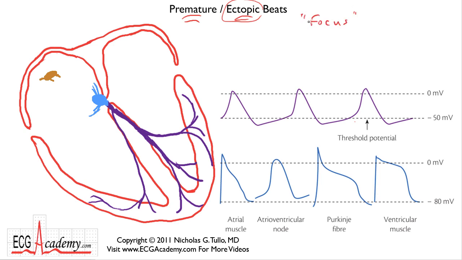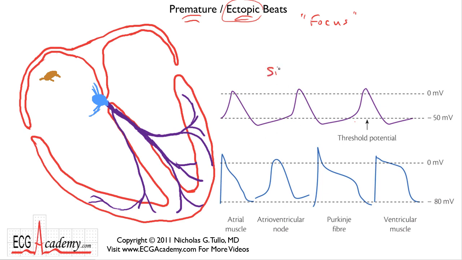And so we're going to talk about where ectopic beats come from and how to recognize premature beats in the videos in this section. So you're thinking, oh no, not more action potentials. Yeah, we have to talk about the electrophysiology a little bit.